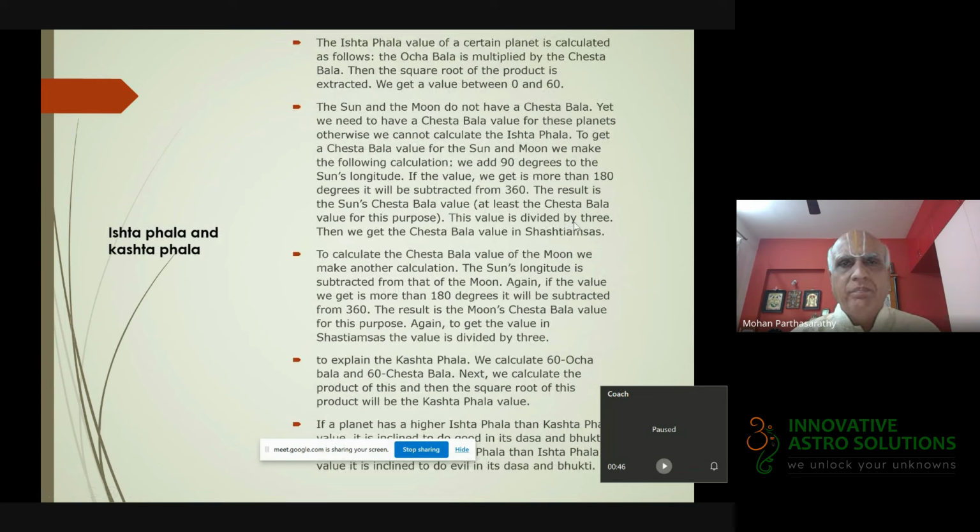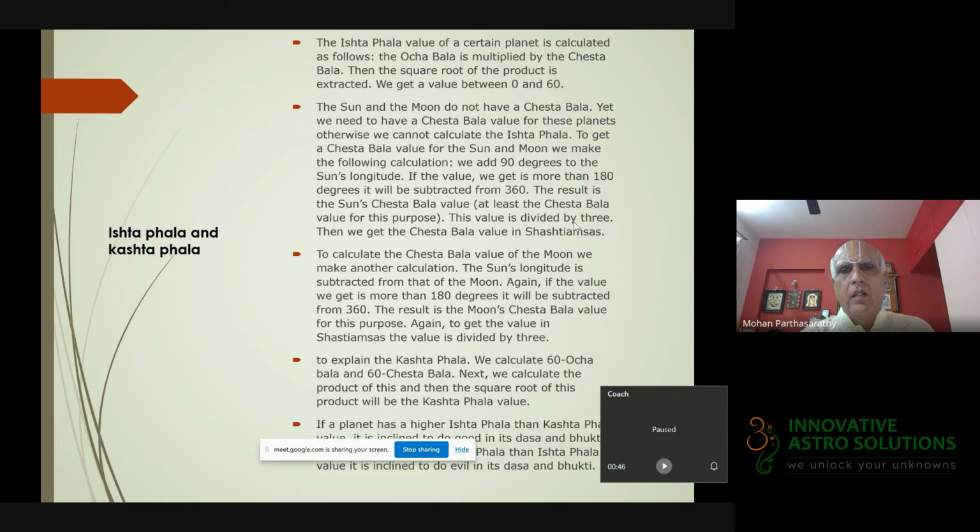Ishtapala and Kashtapala. The Ishtapala value of a certain planet is calculated as follows. We have Uchapala and Cheshtapala. When you multiply Uchapala and Cheshtapala, the square root of the product is found, and we get a value between 0 and 60 in the amount factor which is derived in this way. The Sun and Moon do not have a Cheshtapala, so we still have to find the Cheshtapala for these planets. There is a way to find it.